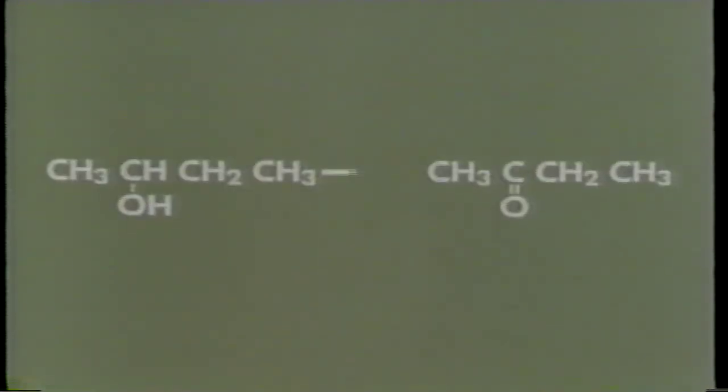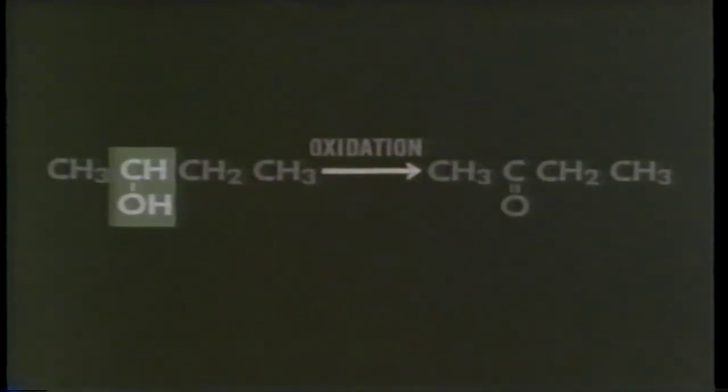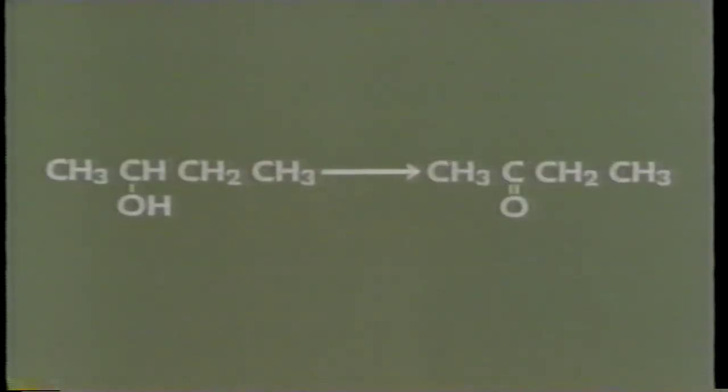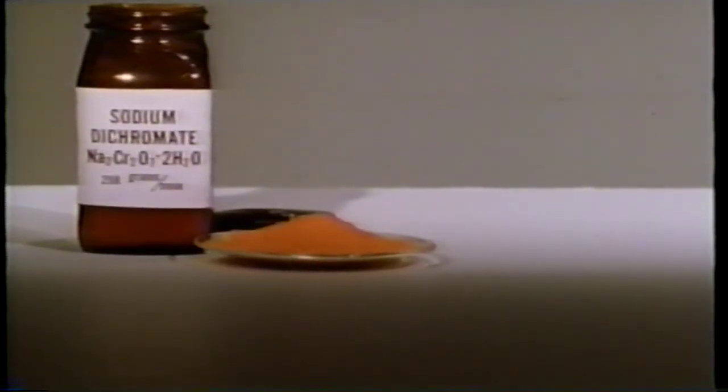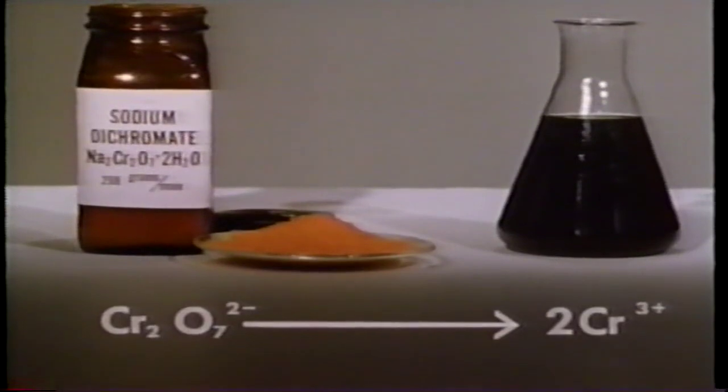The key reaction in this synthesis is the oxidation of an alcohol functional group into a carbonyl group. The carbon skeleton remains the same. Only the functional group changes. To accomplish this change, we use an acid solution of sodium dichromate. In the reaction, the orange dichromate ion will be reduced to dark green tripositive chromic ion.